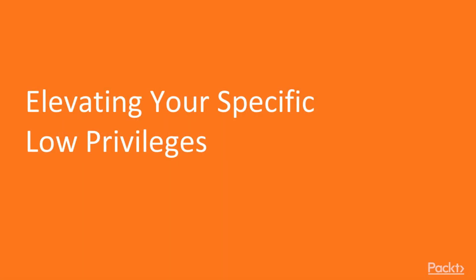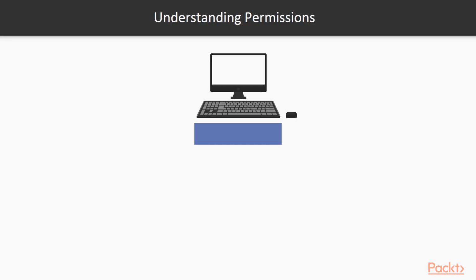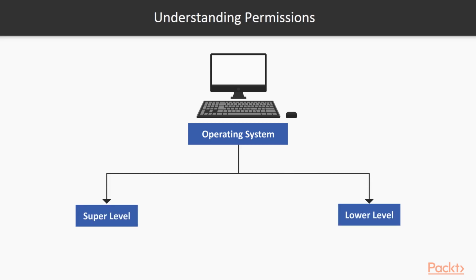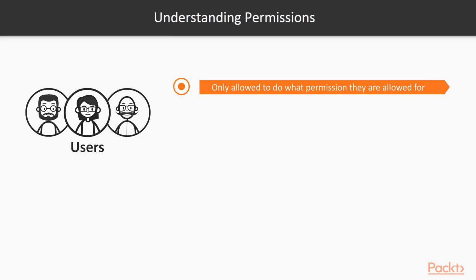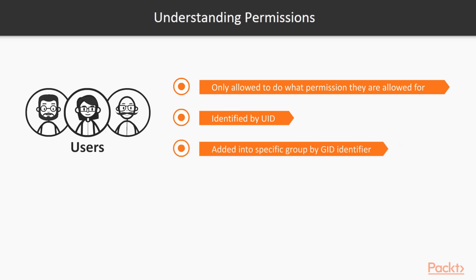Elevating your specific low privileges. In any operating system, there is a super level and lower levels. Users are only allowed to do what the permissions allow for. Every user in a Linux environment is identified by a UID number. In normal cases, users are added into specific groups by a GID identifier.